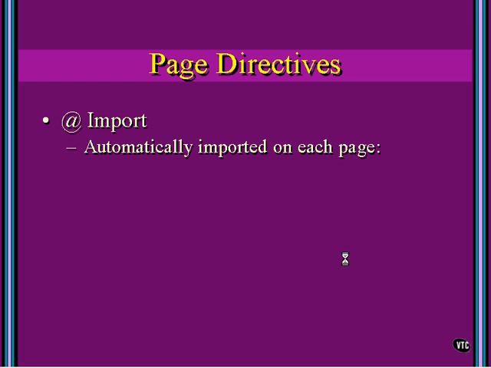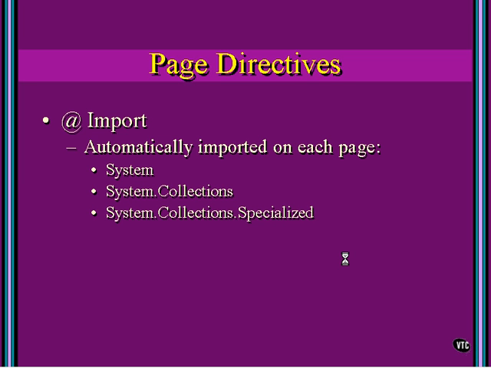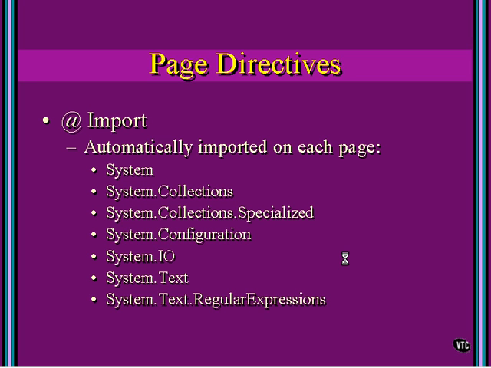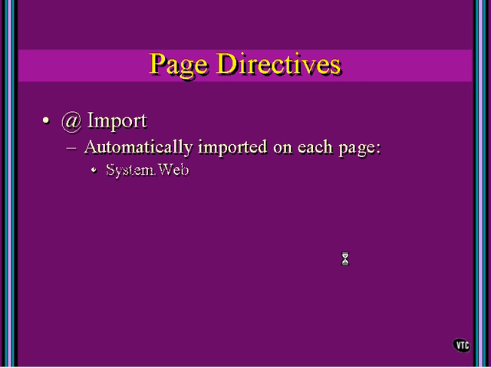Now, when I use the @import statement to import namespaces, I do need to be aware of one thing. A number of .NET framework namespaces are automatically imported on each page just because it's an ASP.NET page. And let's look at those real quickly. There's quite a few of them. System.Collections, the Collections.Specialized, the System.Configuration namespace, I/O or input-output namespace, the System.Text namespace, Text.RegularExpressions namespace, and yet there's more.